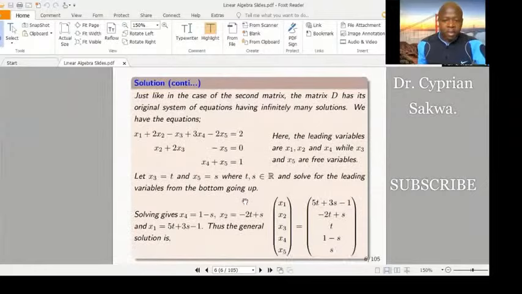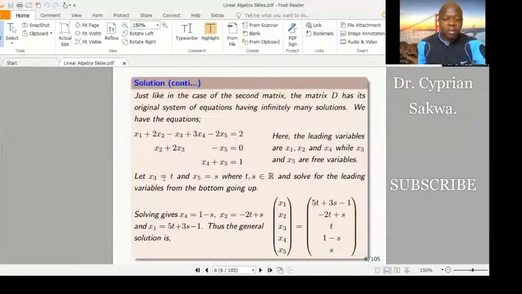And that's what I noted here, that just like in the case of the second matrix, the matrix D has its original system of equations having infinitely many solutions. We have these equations, x1 plus 2x2 minus x3 plus 3x4 minus 2x5 equals 2. And this other one is what we get after reducing to echelon form. The leading variables are x1, x2, and x4. The free ones are x3 and x5. No, x2 is not free, it's a leading variable. So the ones not appearing as leading variables are x3 and x5.